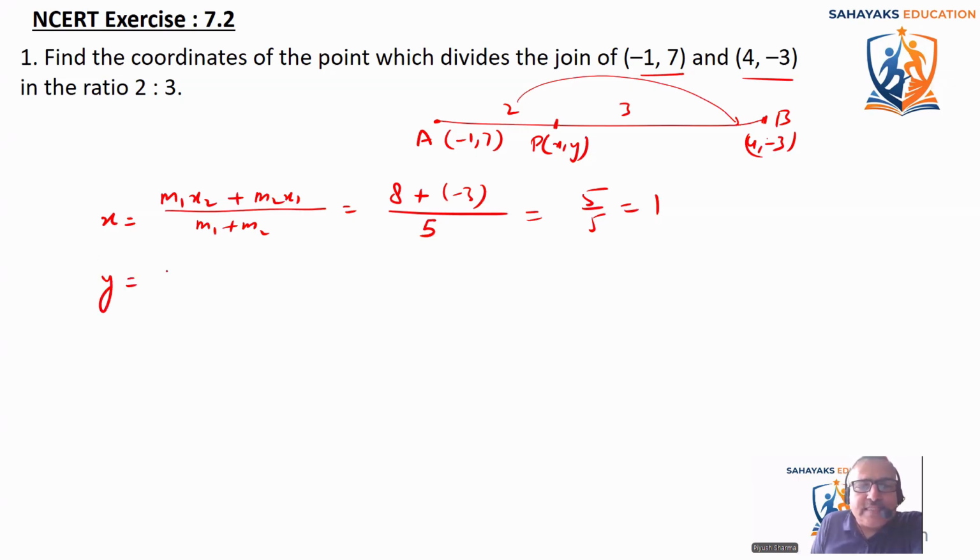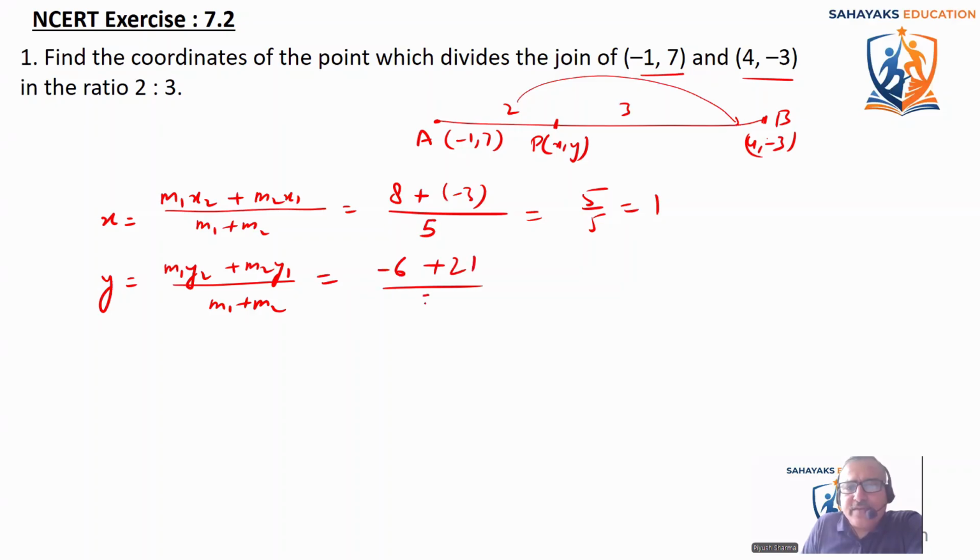Similarly, we'll find y is equal to m1 y2 plus m2 y1 divided by m1 plus m2. So again, putting the values, 2 into minus 3 comes as minus 6, plus 3 into 7 comes as 21, divided by 5. 21 minus 6 is 15, divided by 5, that comes out to be 3. So the value of P(x, y) is equal to 1 comma 3. The points are 1 comma 3.